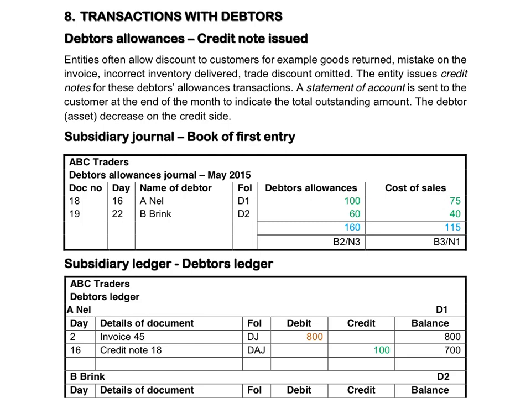Good morning. We will pay attention to debtors today. In the previous lesson, we discussed the credit sales to debtors that was recorded in the debtors journal.